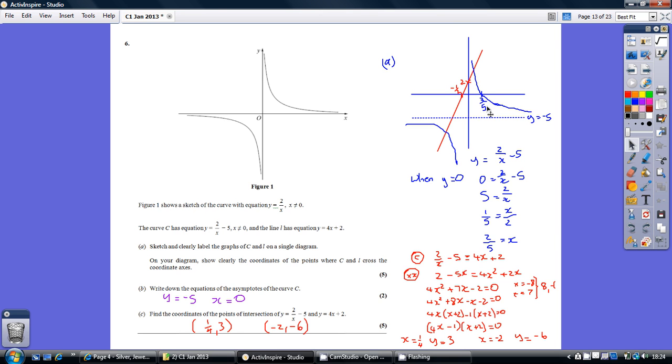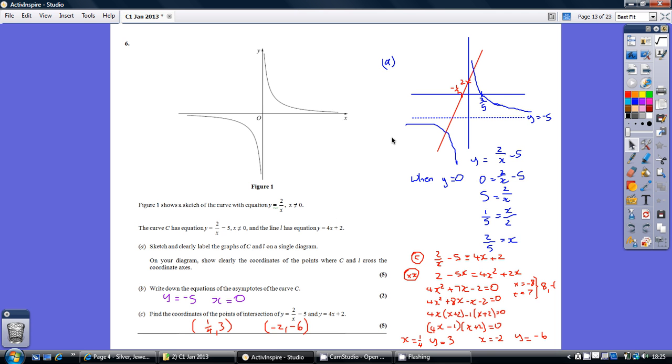We do need to know where it crosses the x-axis, because we've been asked to name all the places it crosses the axes. So it crosses the x-axis where y is 0. So where y is 0, substituting 0 in for y, we get 0 equals 2 over x minus 5. Rearrange. I've just flipped it over, so at that point I've just reversed both sides. So it's 1 over 5 equals x over 2. So x equals 2/5. So that's where that value has come from.